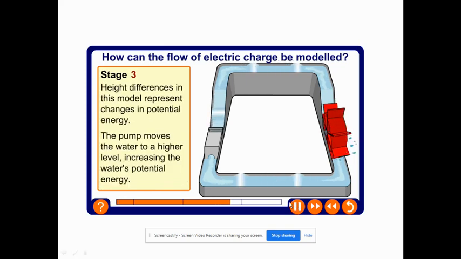The height difference, you can see here, the water is increasing in height after the pump, and it's decreasing in height here. When it increases in height, remember it gains potential energy. When it flows downwards, it loses that energy, and it's causing the wheel to spin. So that energy has been transferred into kinetic energy in the movement of the wheel.